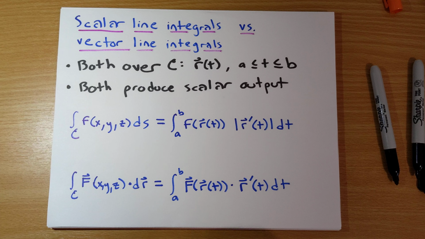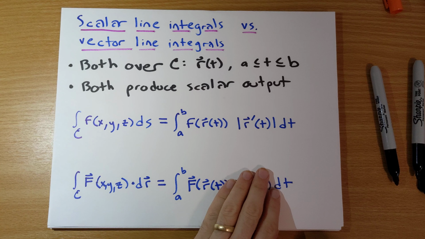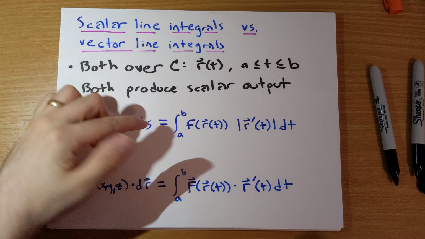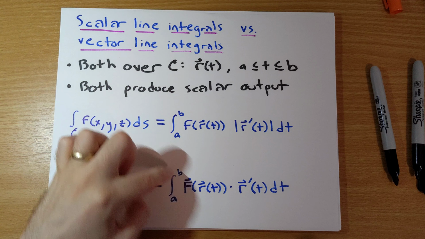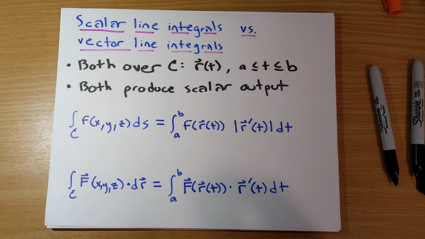for your curve. Because in both of them, the way we actually compute them on the right here will be integrating from a to b, stuff like that. Another important similarity is that both scalar line integrals and vector line integrals give you scalar output. So something we should always be thinking about is what type of answer we are getting to problems. Are we getting a scalar answer? Are we getting a vector answer?